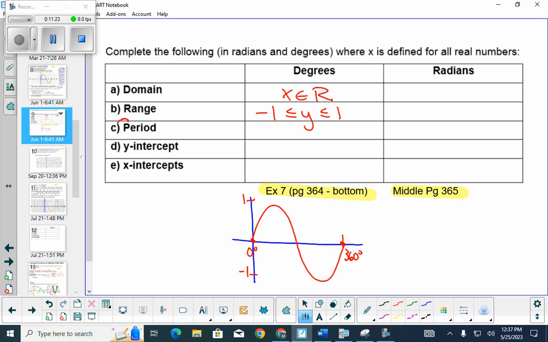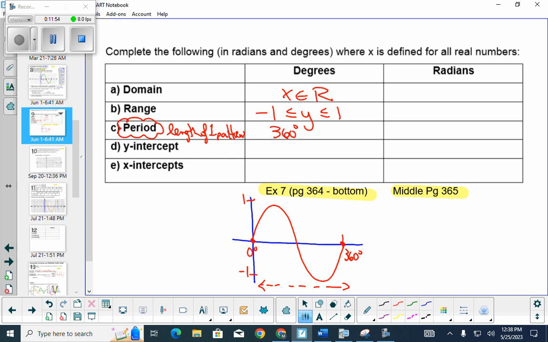Okay, so Melissa, you missed this. So yesterday we talked about the word period. It doesn't mean like period is a punctuation mark. Period is the length of one pattern. Good on ya. Okay, so how long is one pattern? 360 degrees, right? From start to finish, the period's 360.